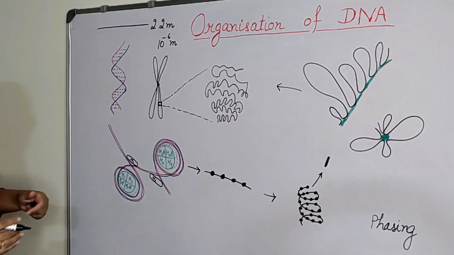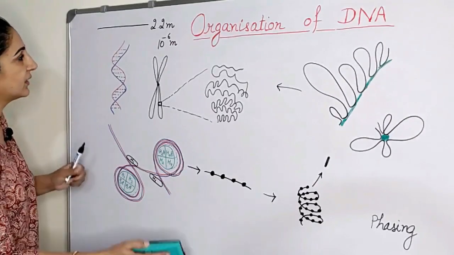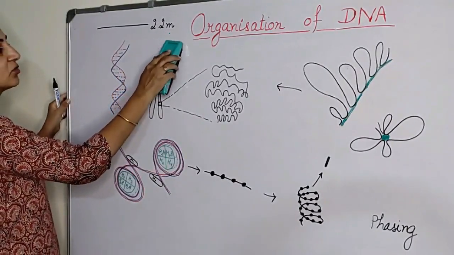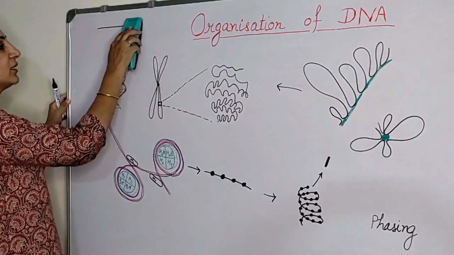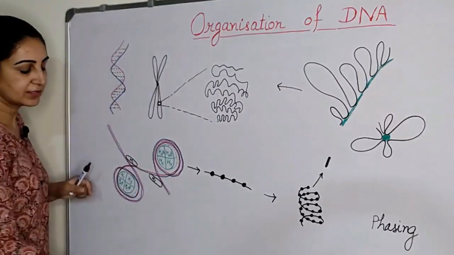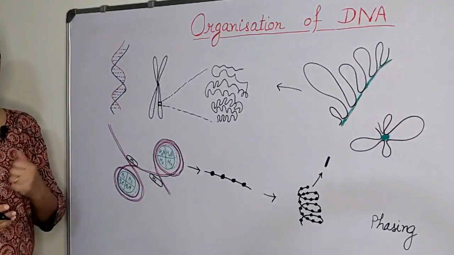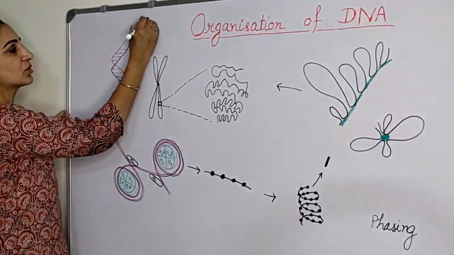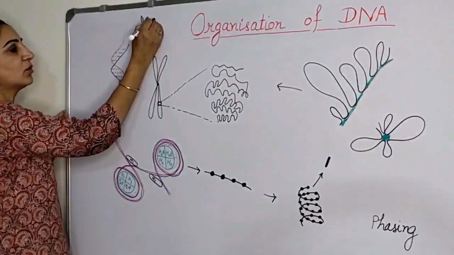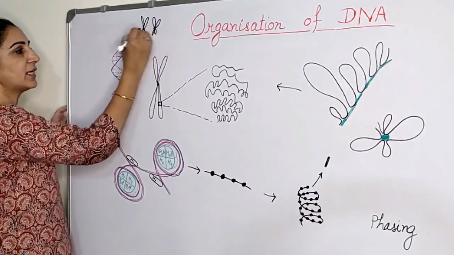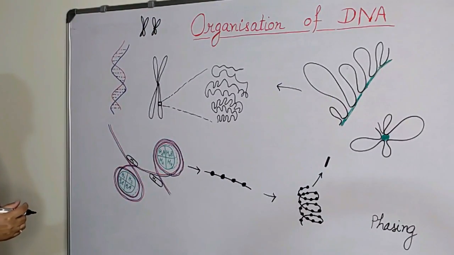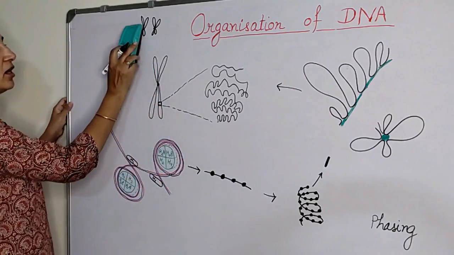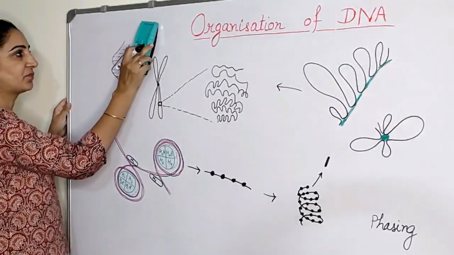For that, nature has devised a manner. Nature has organized the DNA molecule in such a manner that it becomes very compact, and it takes the form of chromosomes, and these chromosomes can be put very easily inside the nucleus. So let's see how all this happens.